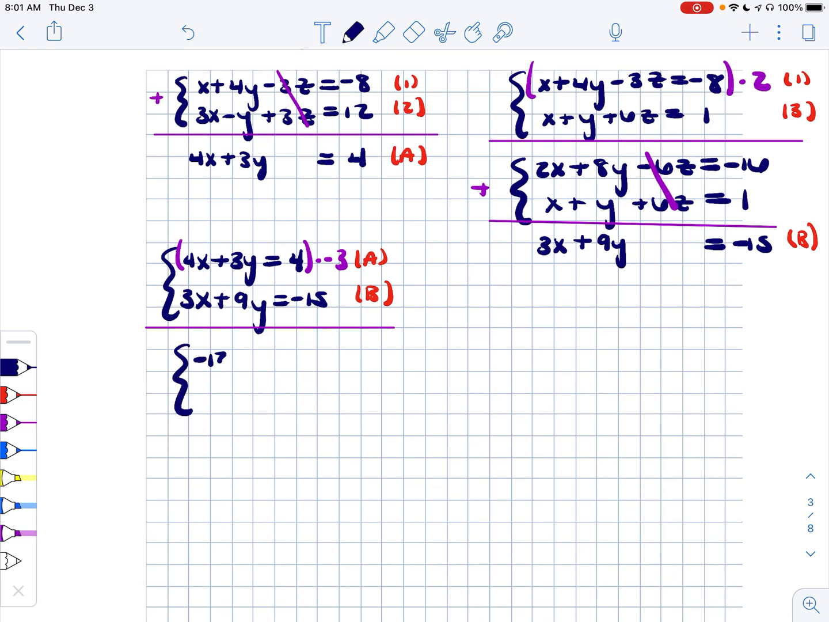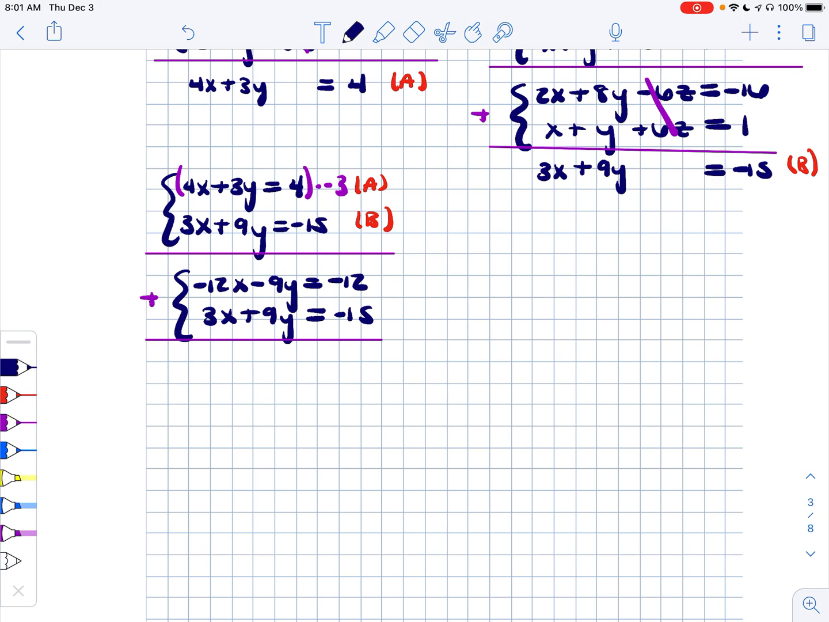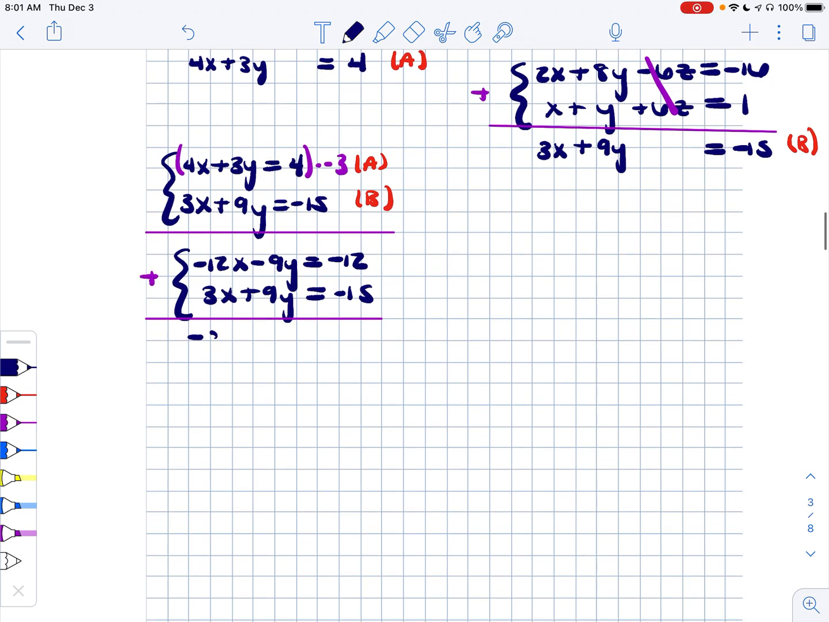All right, so that would be a negative 12x minus 9y equals negative 12. And then just add our equations together. All right, so if we add those up, we're going to get a negative 9x. Our y's cancel, and that equals a negative 27. All right, so if we divide by 9 on both sides, we'll end up with x is equal to 3. All right, so we have our first variable.